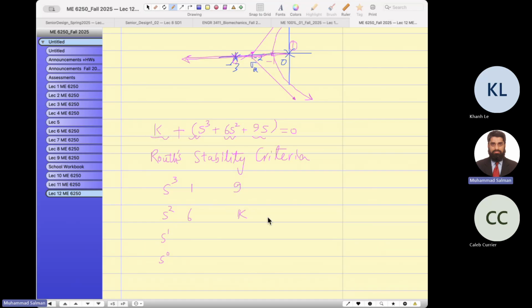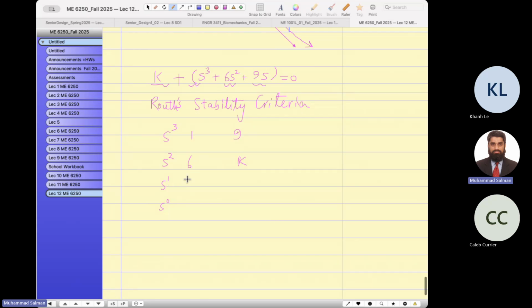And the way you do the math here, the next row you will complete by multiplying these two diagonal elements. 6 times 9 is 54, minus the off-diagonal element, which is k, divided by this number, and put 0 over here. Then for the last row you do the same: multiply these two diagonal elements and subtract. 6 times 0 is 0, and divide by this number. You see my point? When you multiply and divide by the same number, you are left with k.